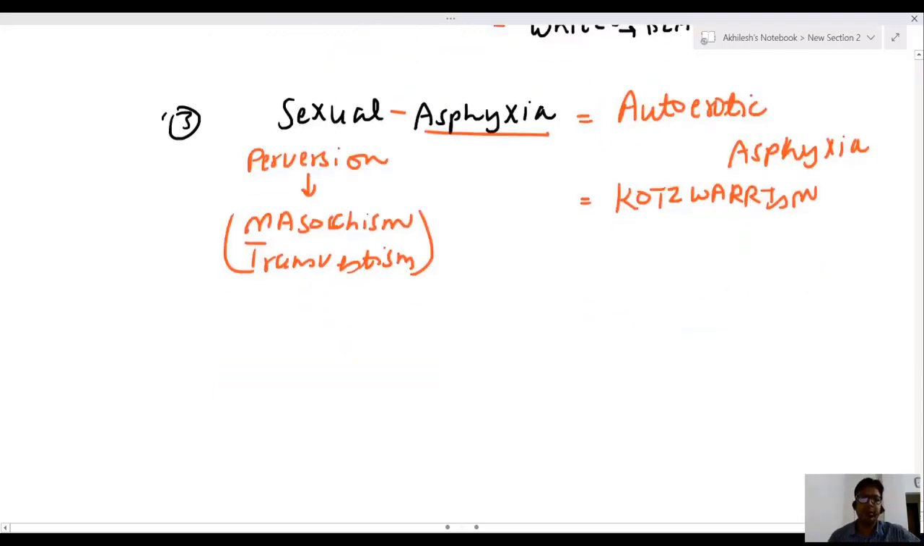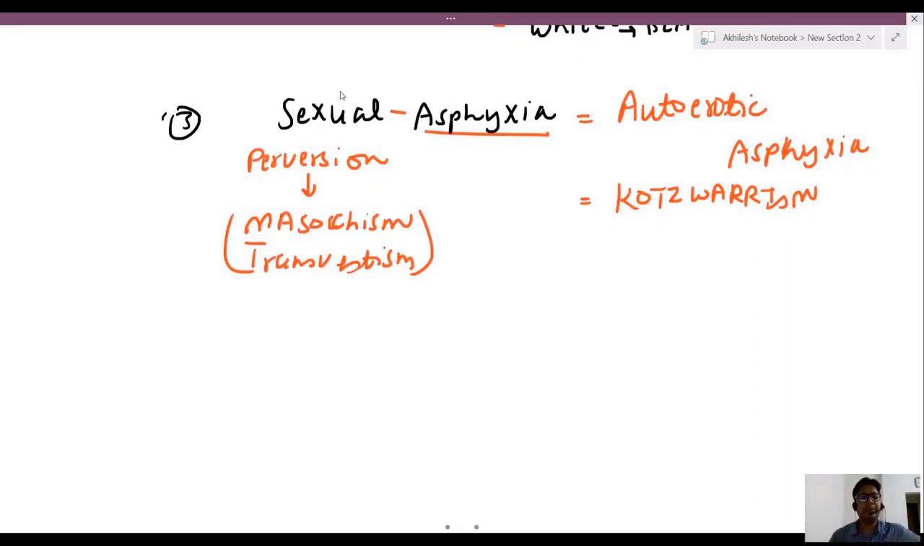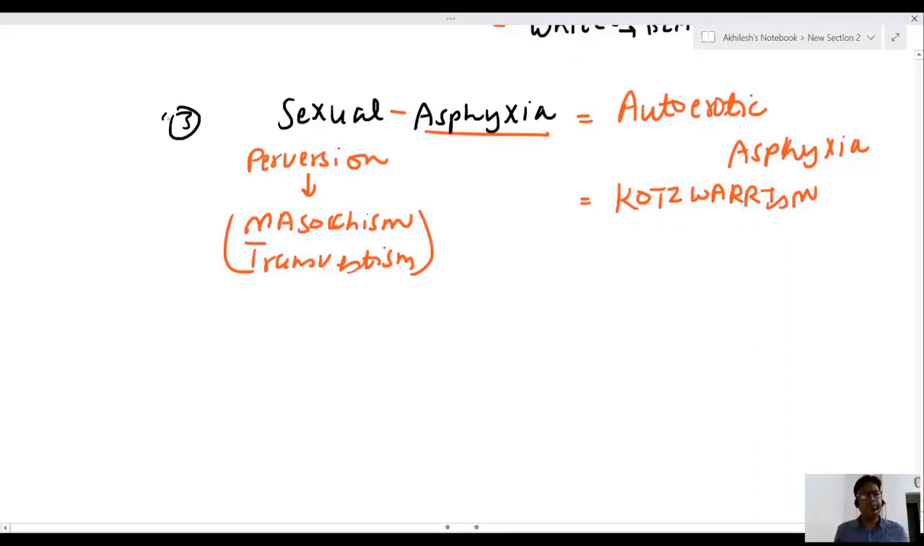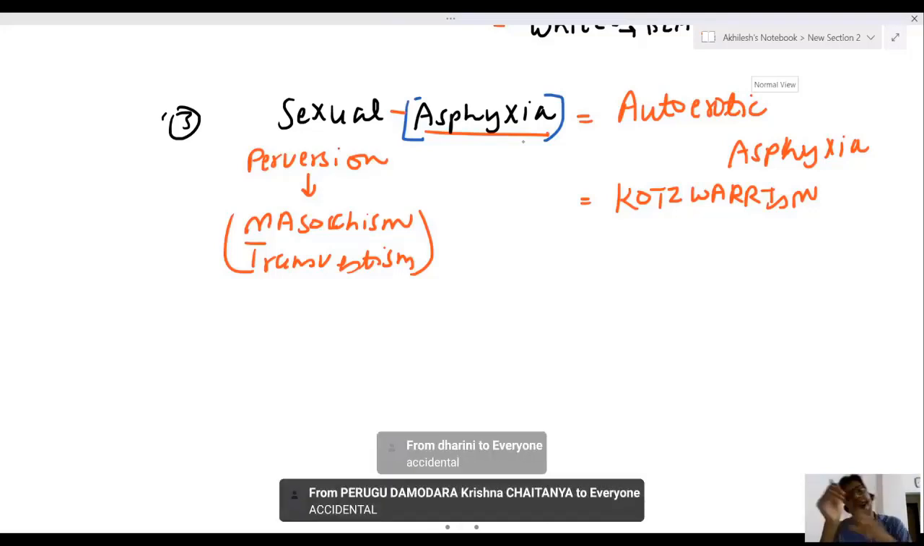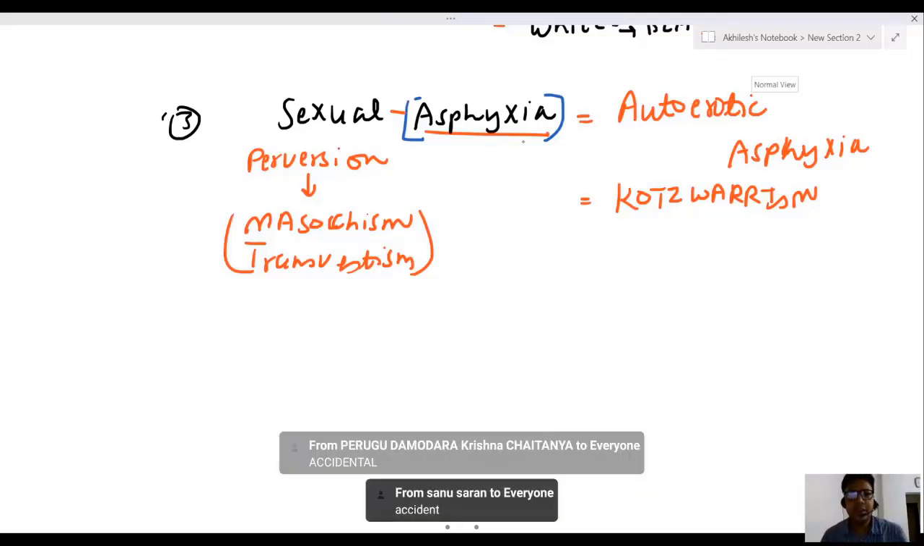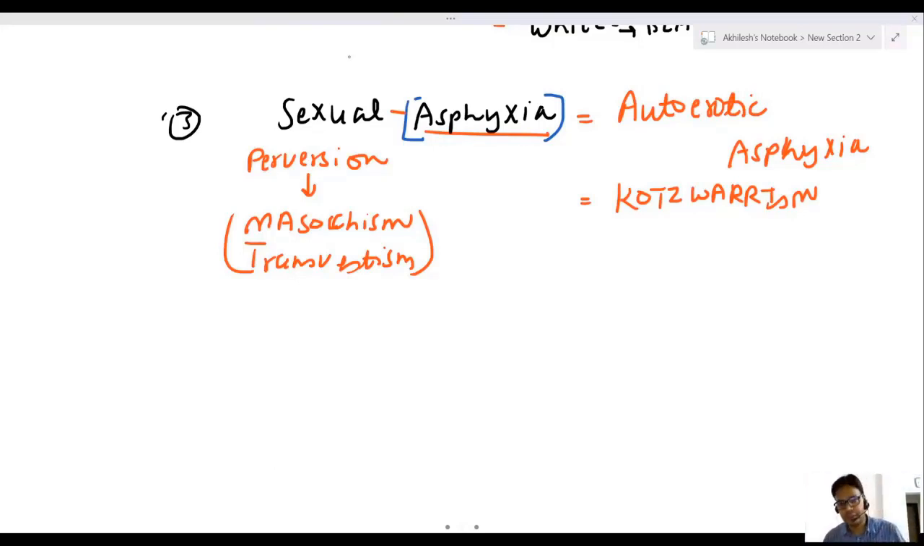Now tell me, this death will be because a person is not going for suicide. The person wants sexual pleasure. He is applying some ligature material for sexual pleasure only, but unfortunately he gets asphyxia. Now tell me, is this hanging suicidal, homicidal, or accidental? Yes, absolutely, because the person doesn't want to die. The person wants sexual pleasure. So, Doctor Saab, sexual asphyxial death is an accidental hanging.